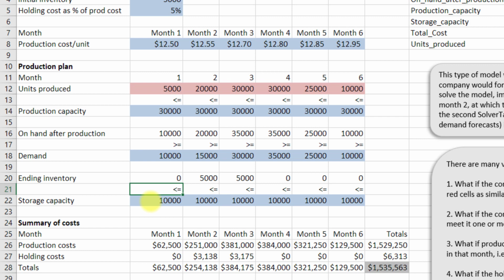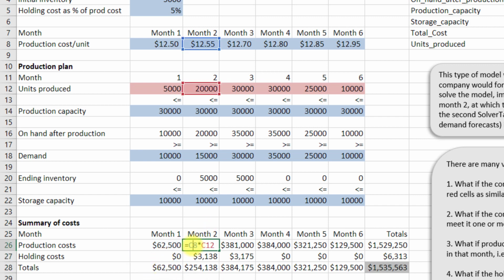Finally, for our production costs, what we have in month 1 is our production cost per unit in month 1 times the number of units produced, plus our holding costs. And our holding costs were told to us in the question as a percentage of production cost. So here we take 5% times our production cost per unit times our ending inventory, and this gives you your holding cost. And then our totals in this month, we just add up our production costs and our holding costs.